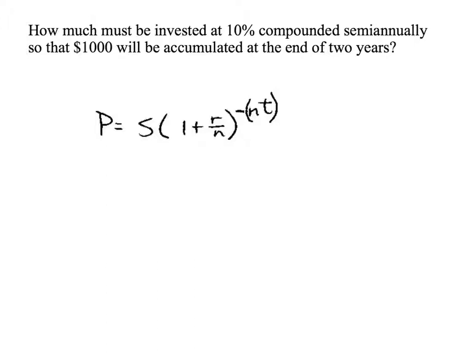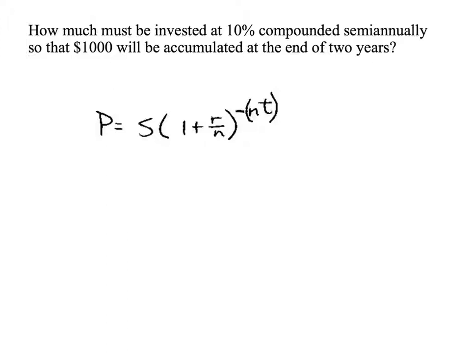Here's an example of a present value problem. How much must be invested at 10% compounded semi-annually so that $1,000 will be accumulated at the end of 2 years? In other words, it's saying, if I want to make sure I have $1,000 in my account in 2 years, under those conditions, how much do I need to put in today?